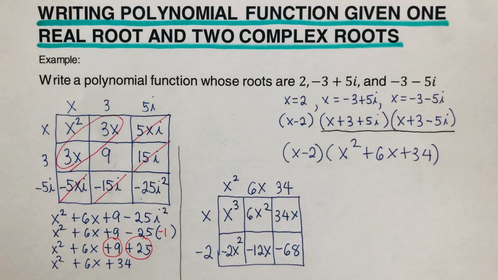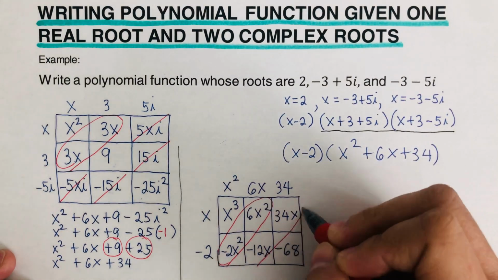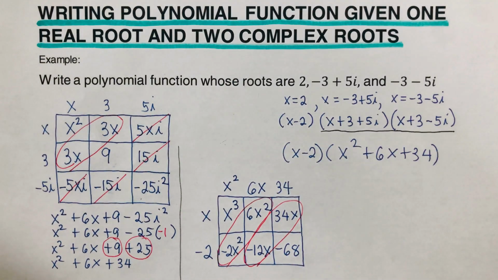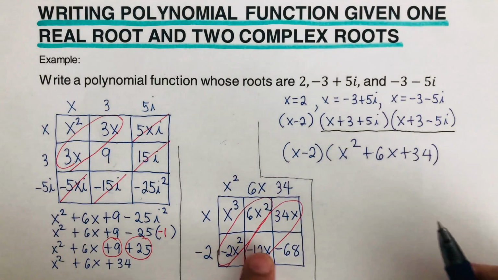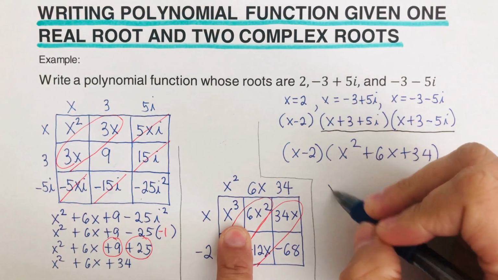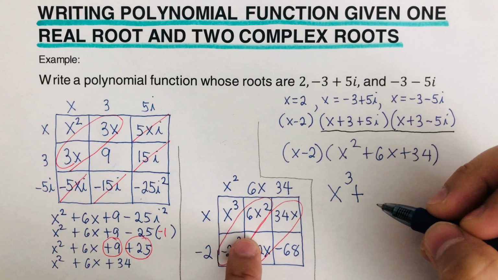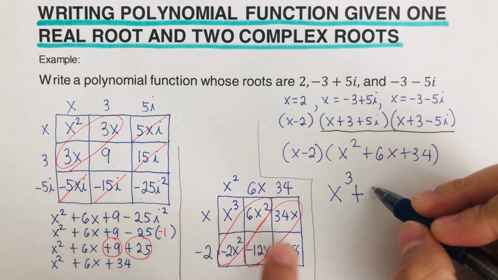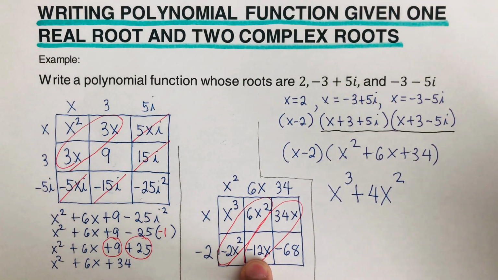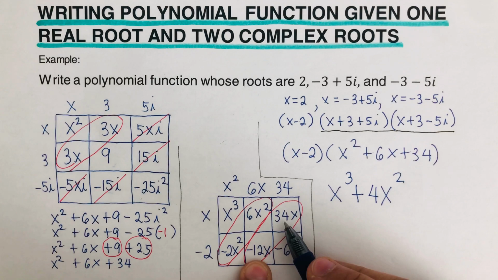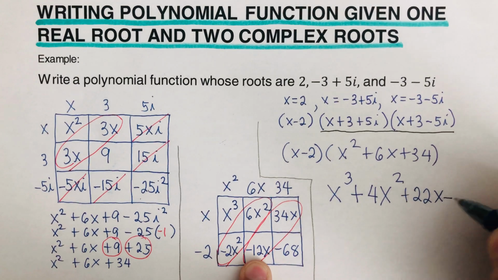Okay, since these two are like terms, I can combine these two together and combine these two together. So this would come out. That's going to be x cubed. So that's x cubed plus, this is going to be negative 2x squared plus 6x squared is a positive 4x squared. And then we have a negative 12x plus 34x is 22x. And then we have a minus 68.